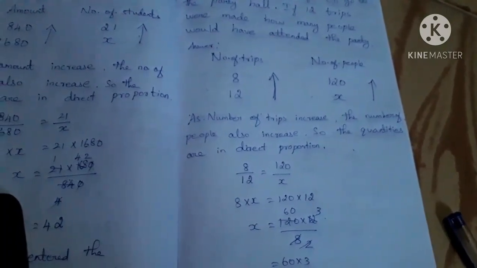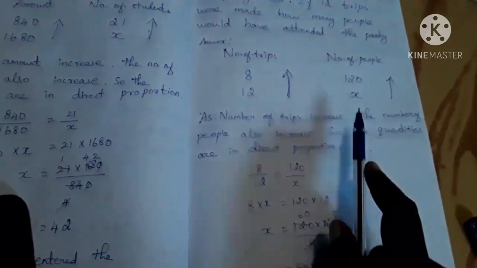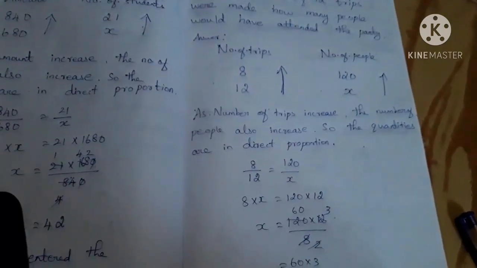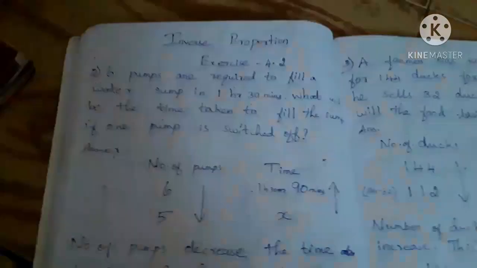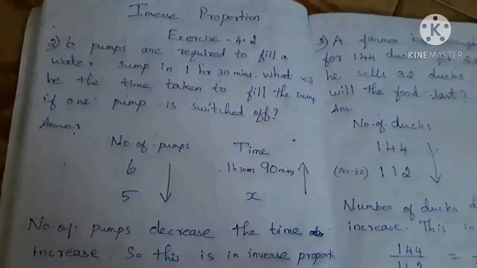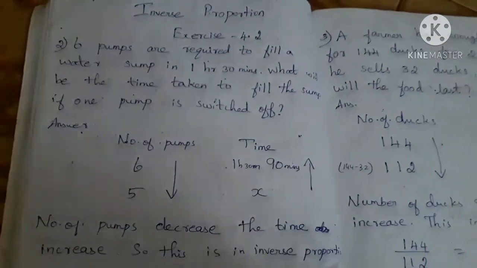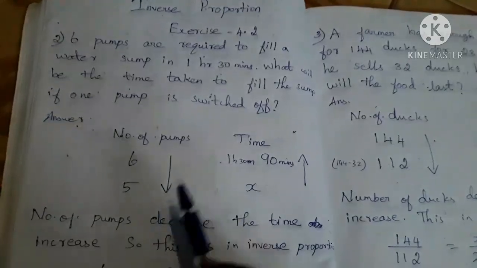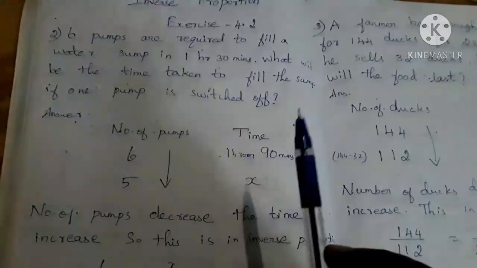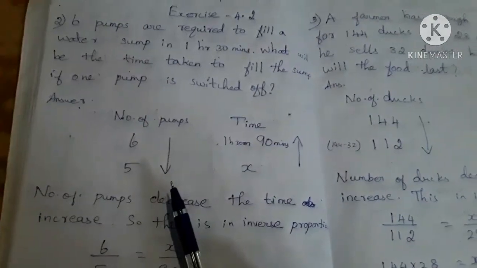Okay, what is direct proportion? When we compare the two quantities, both quantities will increase or both will decrease. We say they are in direct proportion. Now we are going to see the inverse proportion. What is inverse proportion? When we compare the two quantities, one quantity will increase and the other one will decrease, or one decreases and another one increases. They are in inverse proportion.